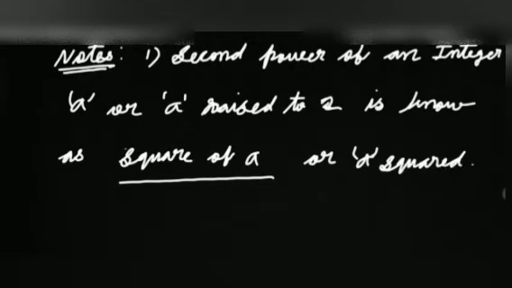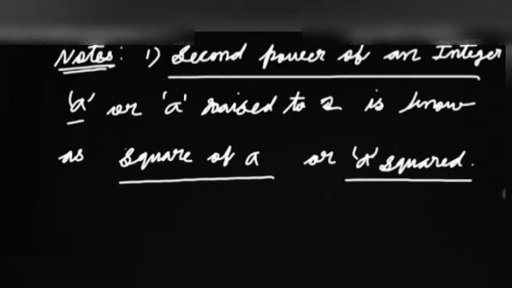A squared, underline please. The second power of an integer a, or a raised to 2, is known as the square of a, or a squared. Very, very important. Second power of an integer a or a raised to 2 is known as square of a or a squared. Understood? Okay.